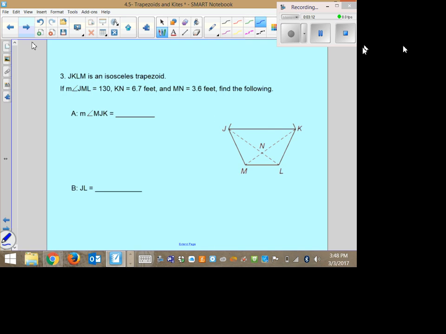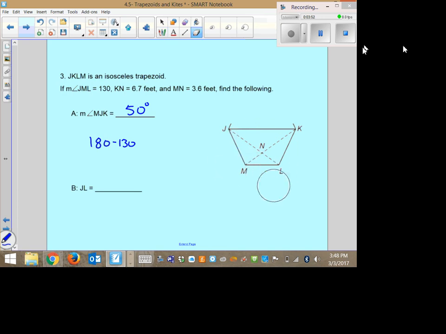Now, JKLM is an isosceles trapezoid. So we know that the measure of angle JML right here is 130 degrees. And we want to know what the measure of angle MJK is. So we want to know what this is. Note again, we have parallel lines. We have our transversal here. And so we have consecutive interior angles. We know that they are supplementary, so we can take 180 minus 130 to get 50 degrees.